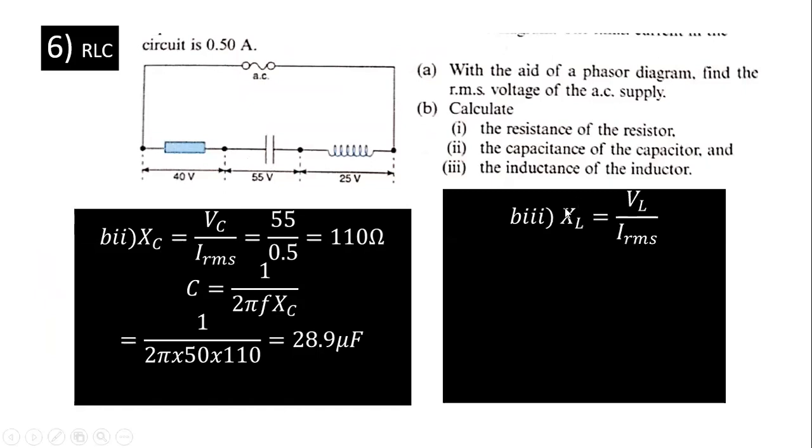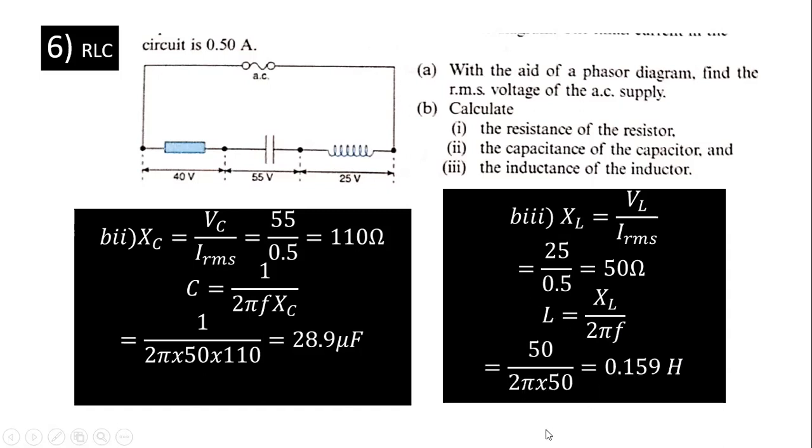And inductance, the same thing. Calculate the reactance first. Inductive reactance is VL over the current: 25 over 0.5. So 0.5 is the current in the circuit. Okay, we just cross multiply, that's all. Get our answer.